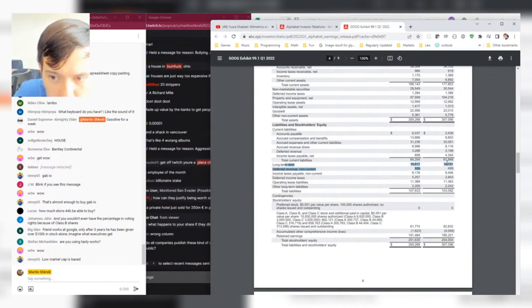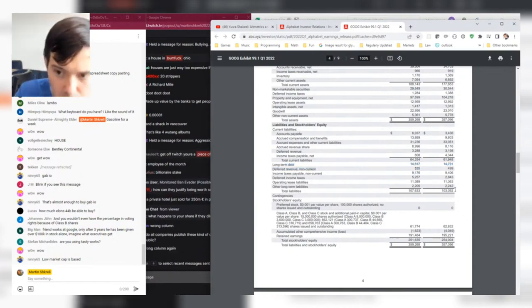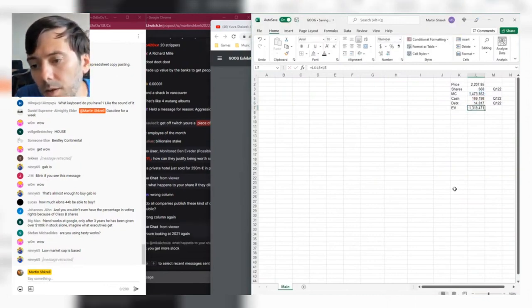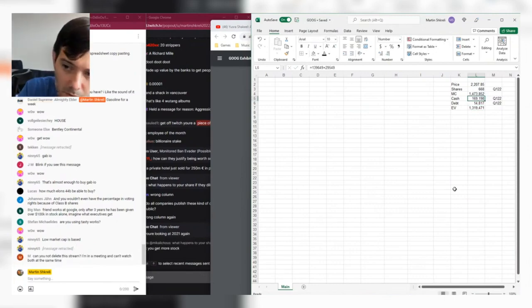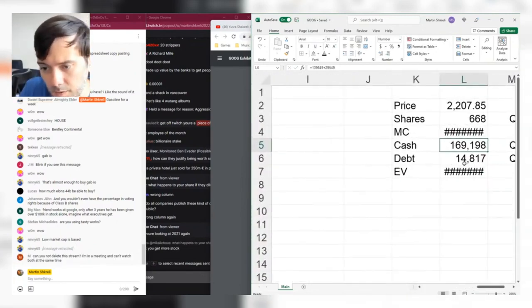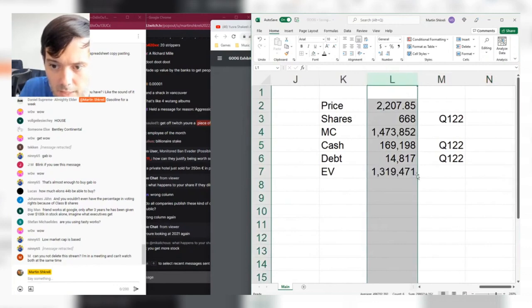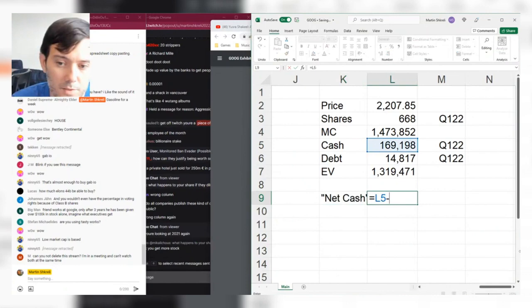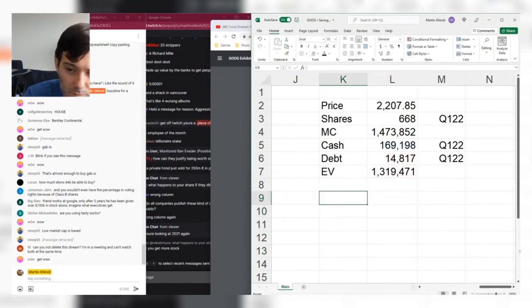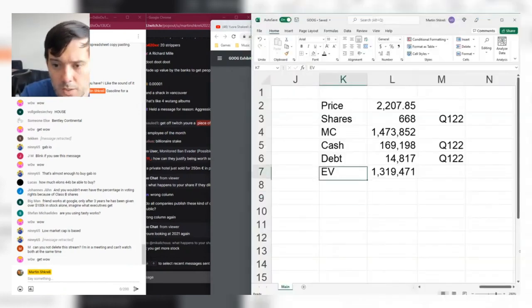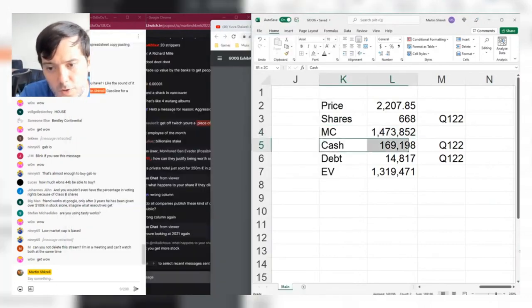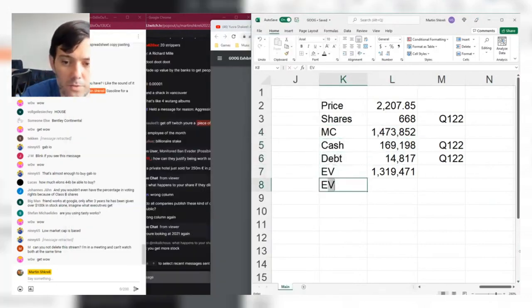Google for a long time was debt-free. Debt's not a bad thing, by the way. It's normal to have debt, as a company at least. All right, so Google has $170 billion in cash and $15 billion in debt. So their net cash, right? Their net cash would be what? Cash minus debt, right? So $154 billion would be their net cash. So if you take their market cap and you subtract the net cash, you get something called enterprise value.